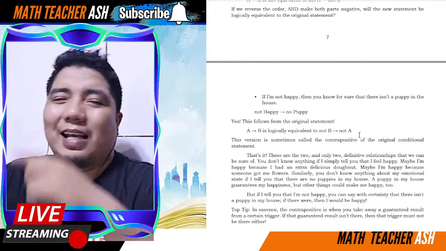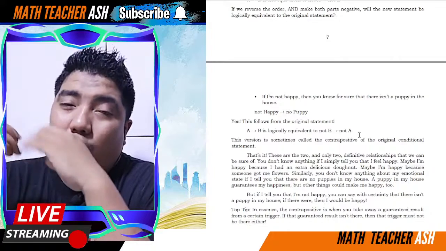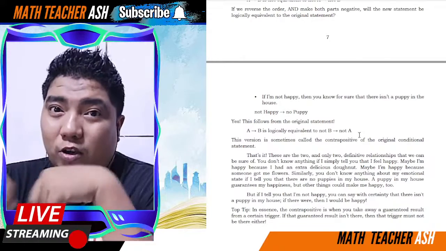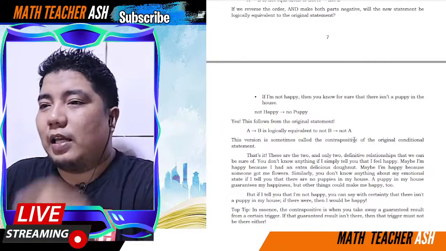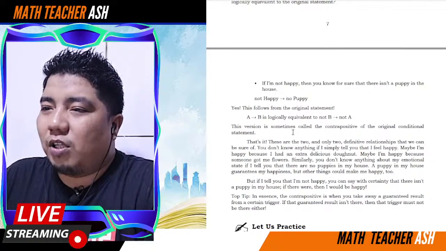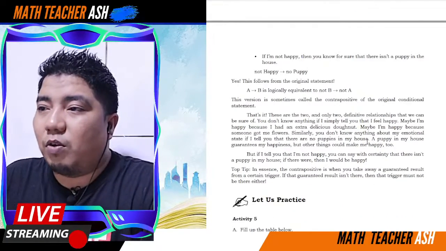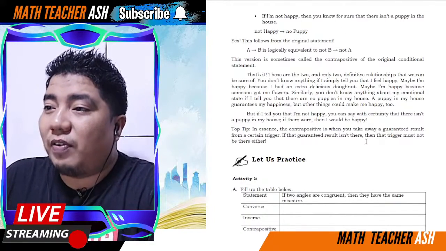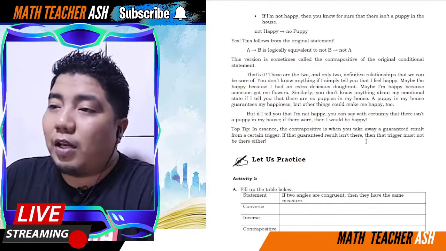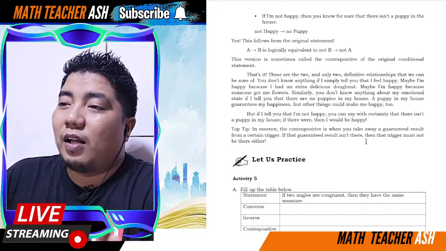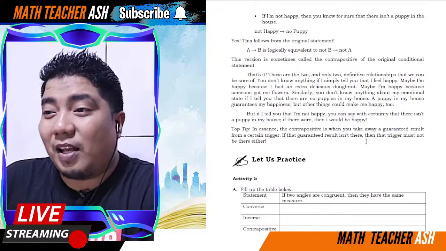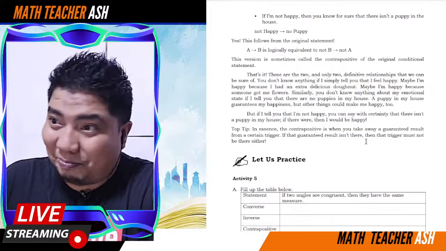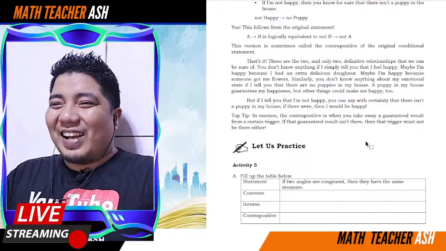Okay? So, technically speaking, in terms of the converse, the inverse, and the contrapositive, the if and then statement and the contrapositive are logically correct. Okay? So, this version is sometimes called the contrapositive of the original conditional statement. So, that's it. There are the two and the only two definitive relationships that we can be sure of. You don't know anything if I simply tell you that I feel happy. Maybe I'm happy because I have an extra delicious donut. Or maybe I'm happy because someone got me flowers. Okay, so ganun, my dear math learners.